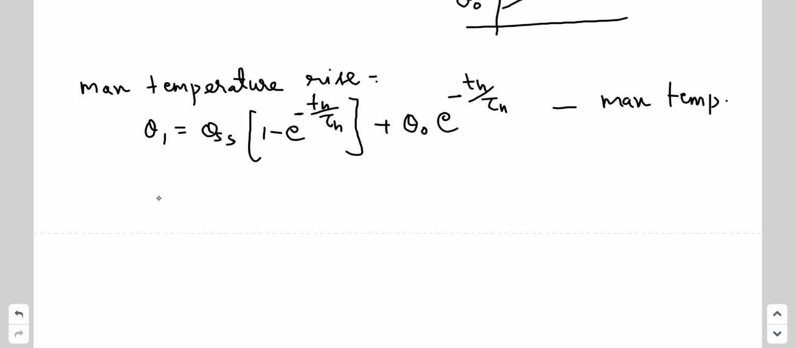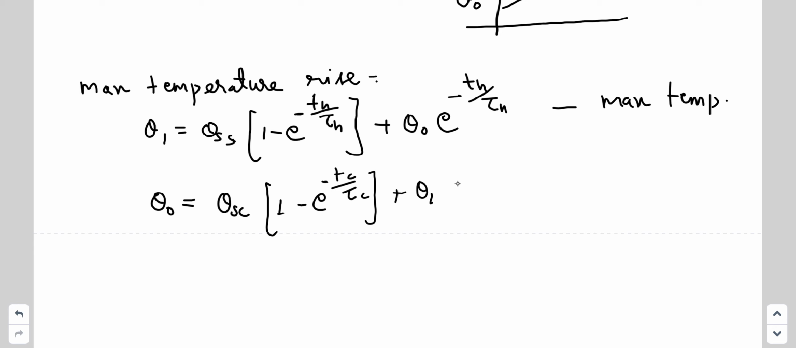Now for minimum temperature, theta 0 is equal to theta Sc (1 minus e to the power minus cooling time divided by cooling time constant) plus theta 1, the initial temperature, e to the power minus Tc divided by tau c. It is the minimum temperature.